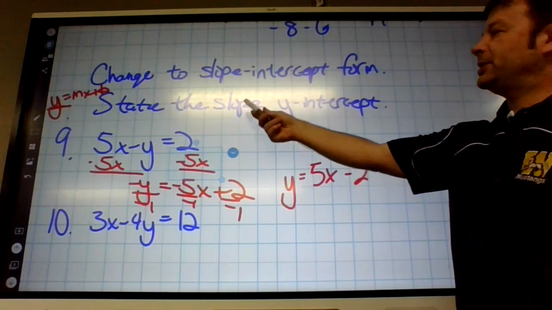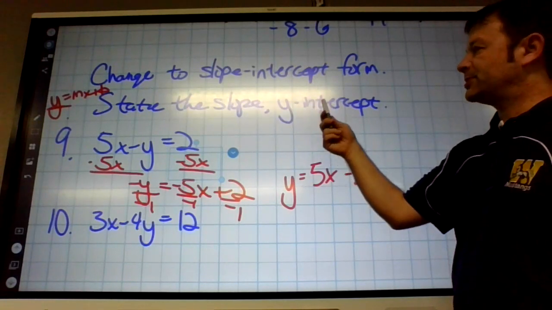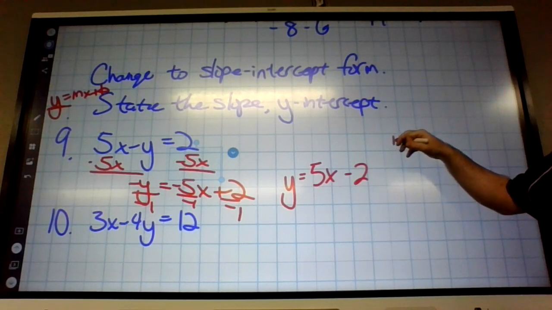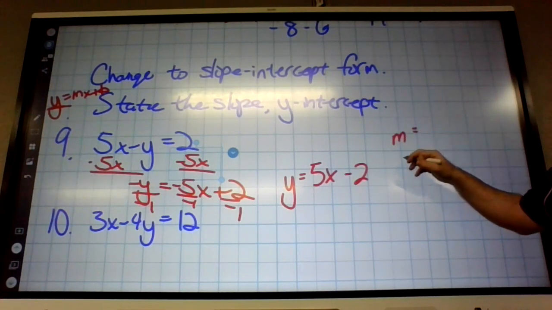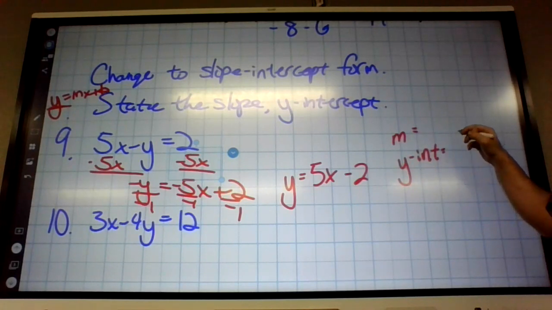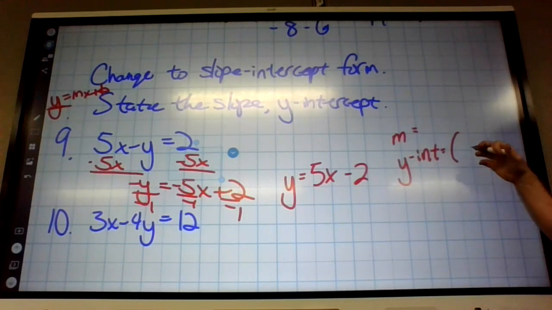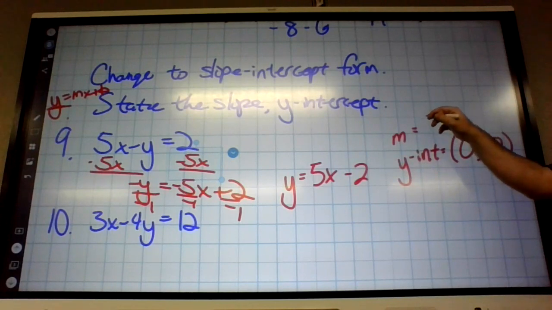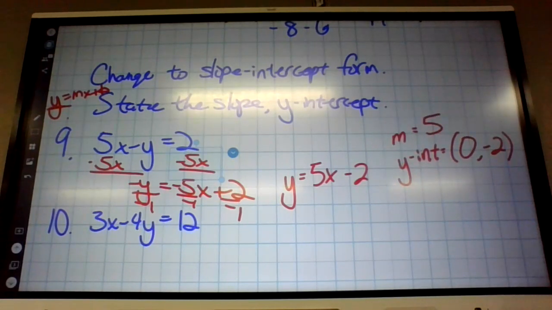But the question really is, what's the slope and what's the y-intercept? So, Kenan, what is the slope? Yeah. Negative 2 is the y-intercept. And the way the book usually writes it is 0, negative 2. That's where it would be on the y-axis. Slope is 5 over 1, or you just put 5.